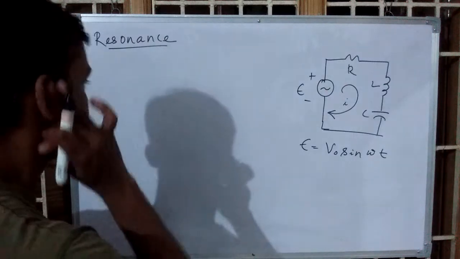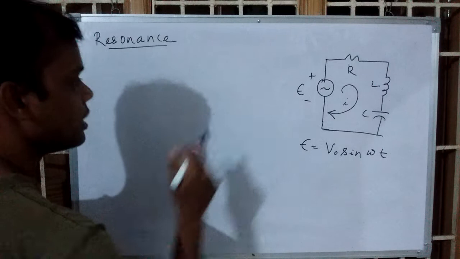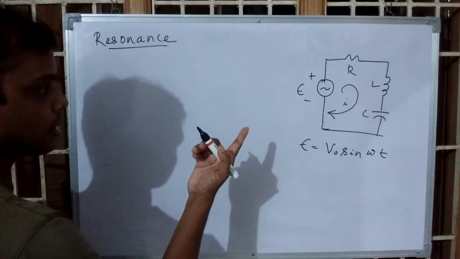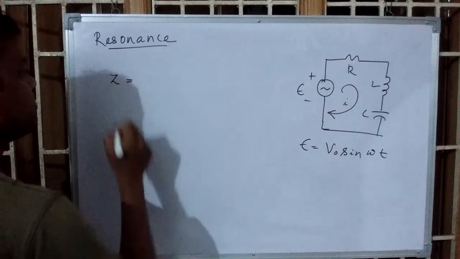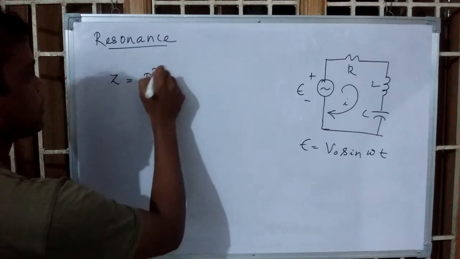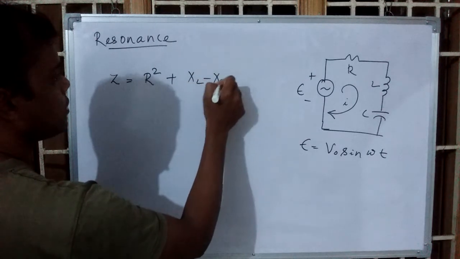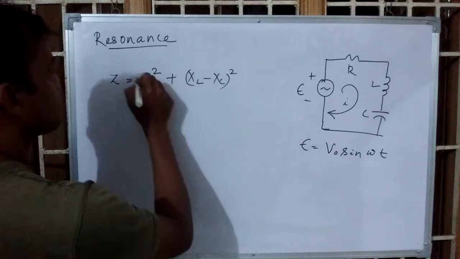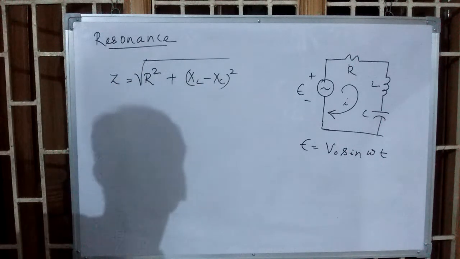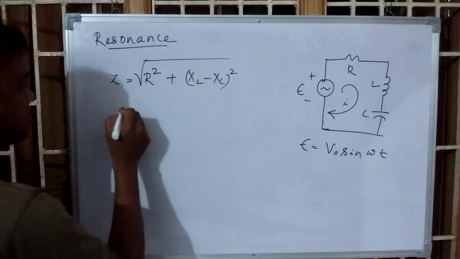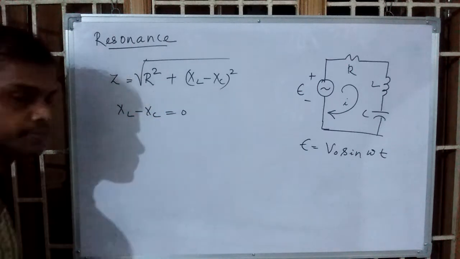Now what is the impedance? We have already derived the expression for our current in the previous class. So what was the expression for impedance? Impedance was the square root of R square plus (XL minus XC) whole square. Now let us suppose XL minus XC is equal to 0.